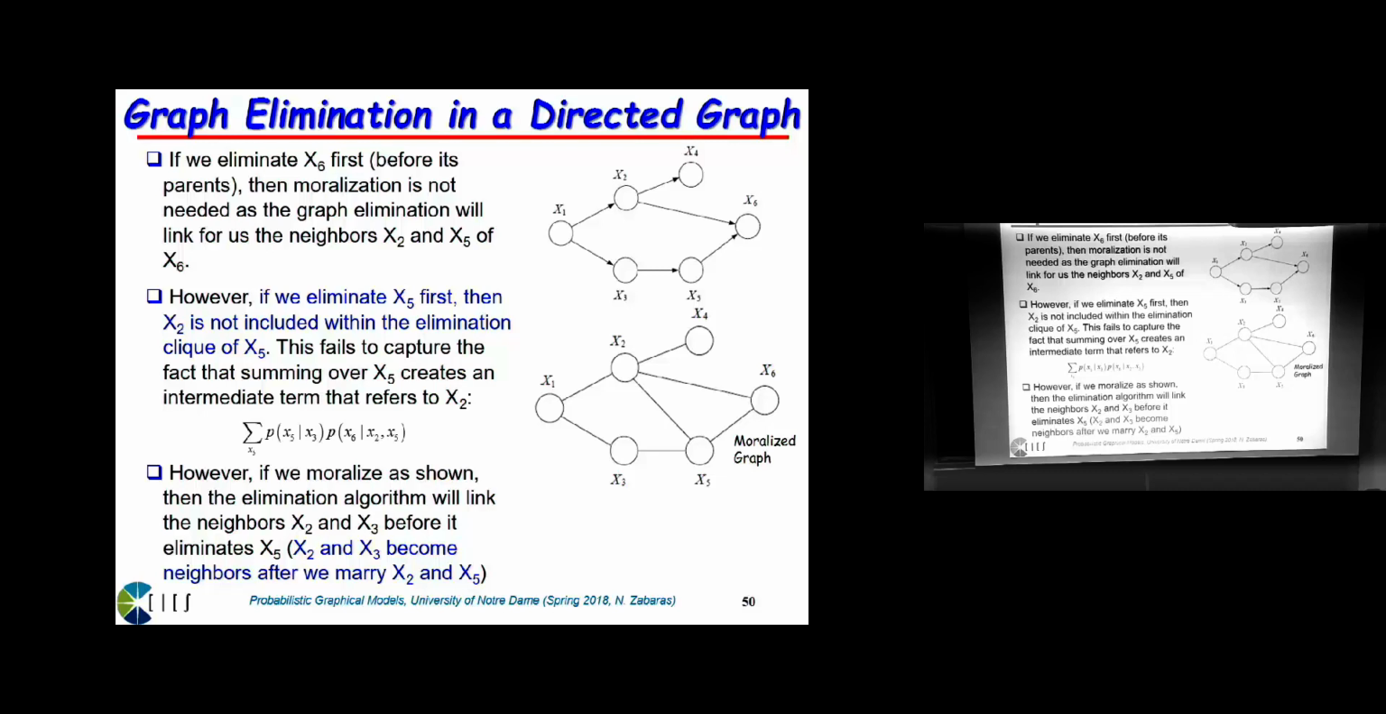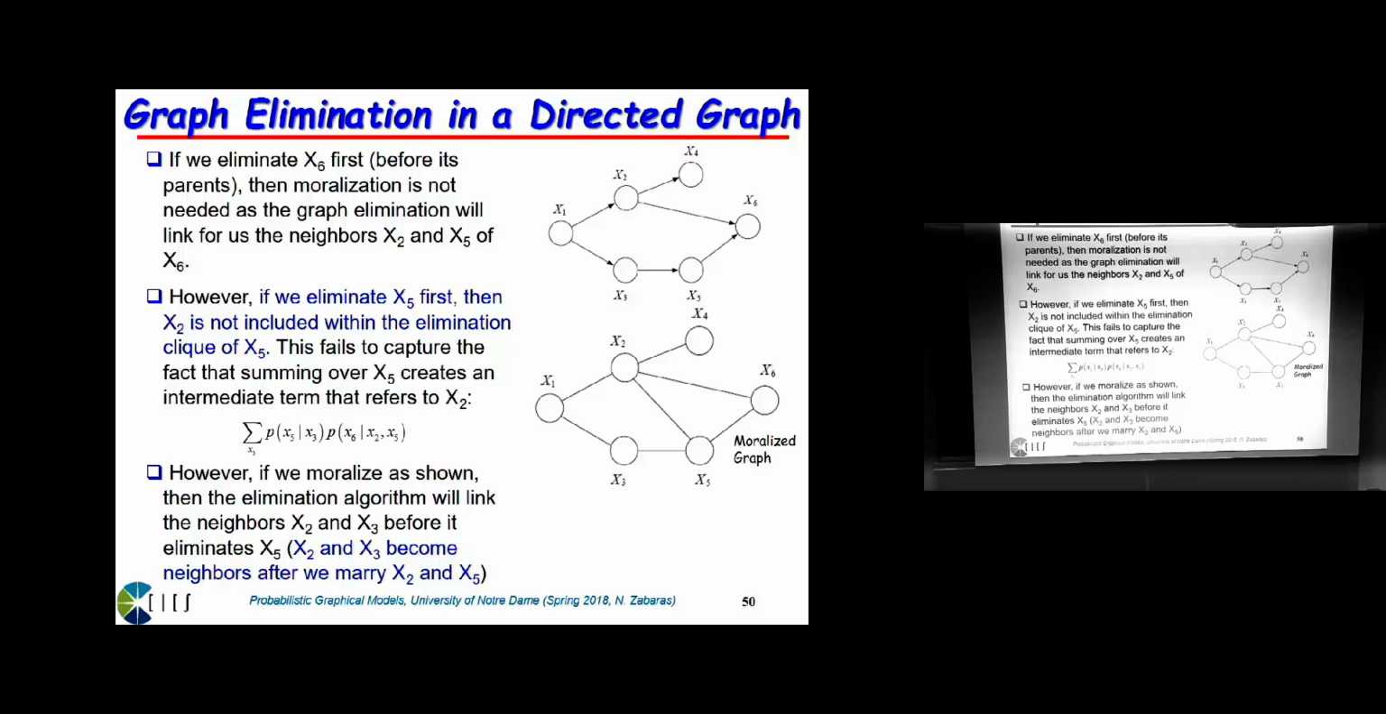What is going to be missing when I apply the undirected graph elimination algorithm? I need a dependency between x2, x3, and x6. If you do this in the undirected graph without the moralization step, and you get rid of x5 first, what link is going to be introduced? You remember in the eliminate algorithm, we need to connect the neighbors. And what are the neighbors of 5? 3 and 6. So what is going to be missing from the graph that is not going to account for the dependency implied here? X2 and X3. The link between X2 and X3 is going to be missing. It's not going to be there.